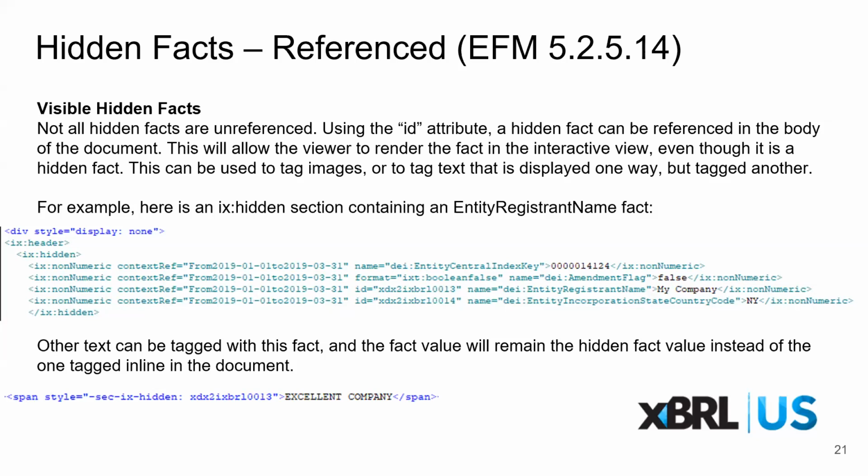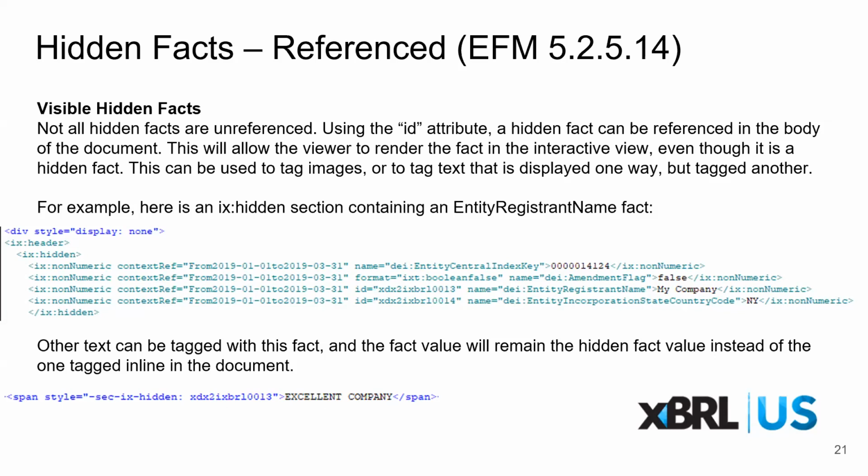So that's that XDX2IXBRL10013. If you use that unique identifier and you use a span tag in the actual body of the document, so you can see below here, it shows a span tag around Excellent Company. The effect when you file that is I have a hidden fact for my registrant name, and my registrant name actually is my company, but it's going to show in the actual filed document as though it was Excellent Company, and I can click on that and see the actual underlying value. So this allows you to tag one thing as though it was something else.